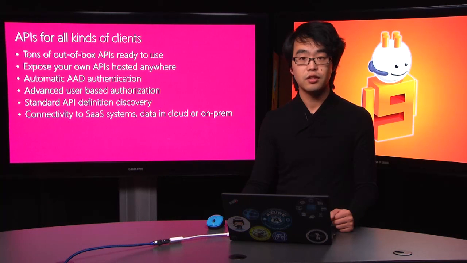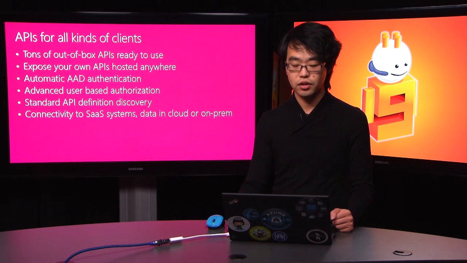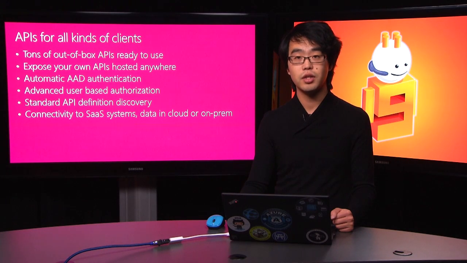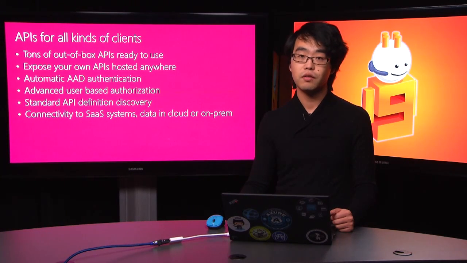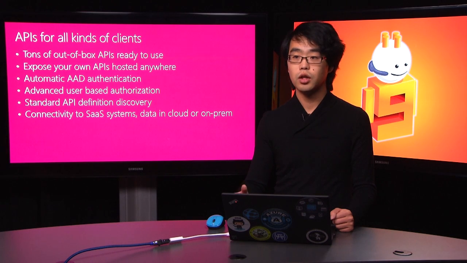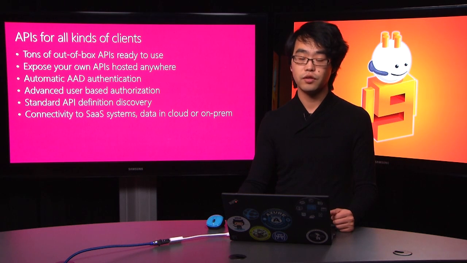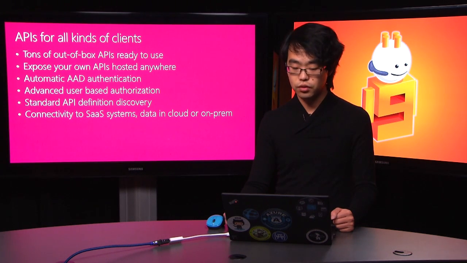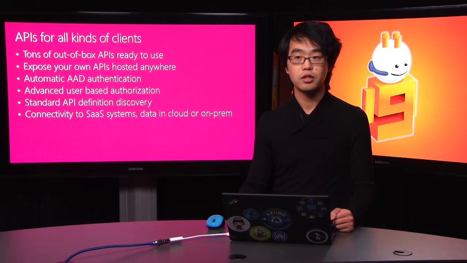Last but not least, we also enable connectivities to SaaS systems, data in APIs, and on-premises. For example, if you want to talk to Twitter in your own way, or if you want to talk to, say, Office 365 in your own way, we help you to do that. If you have some database on premises running in your own data center, and you want a secure connection and very easy way to expose it into your cloud system, we can help you to do that.